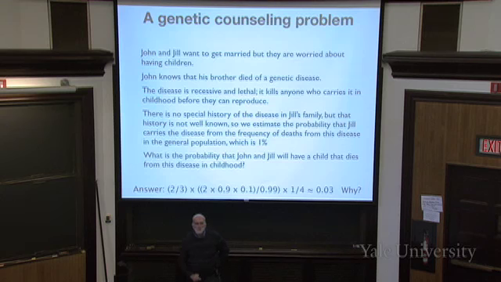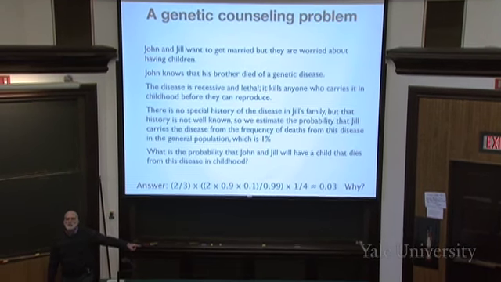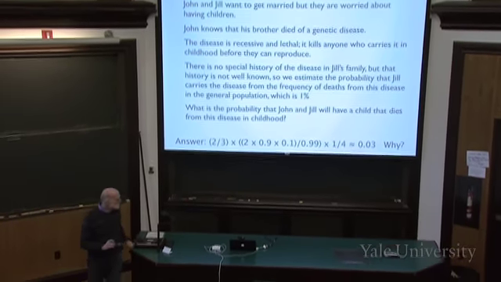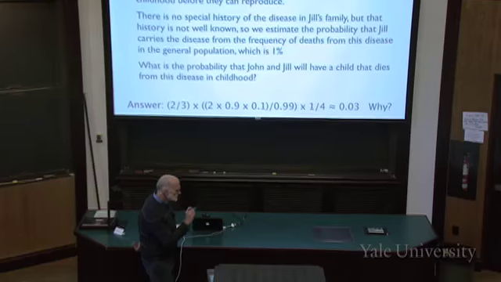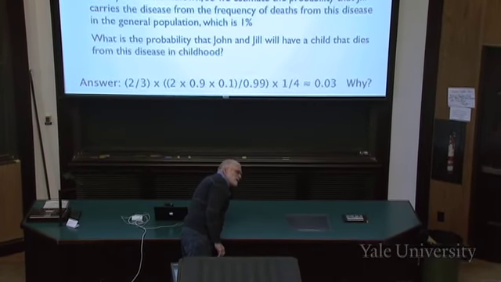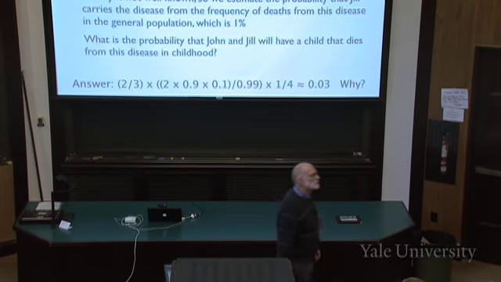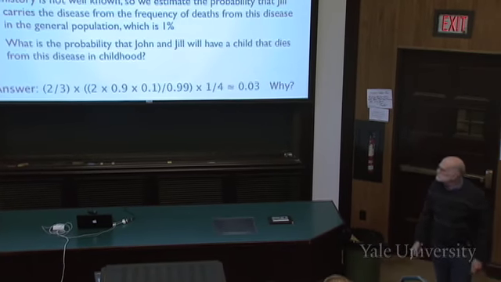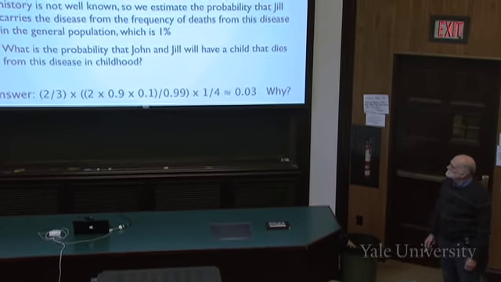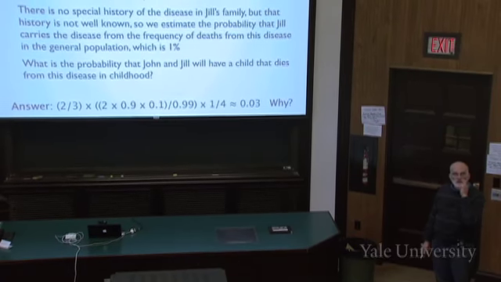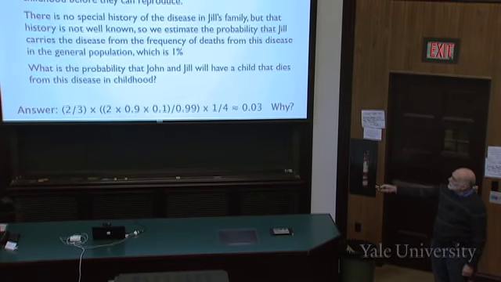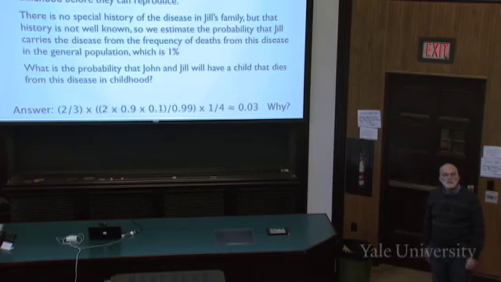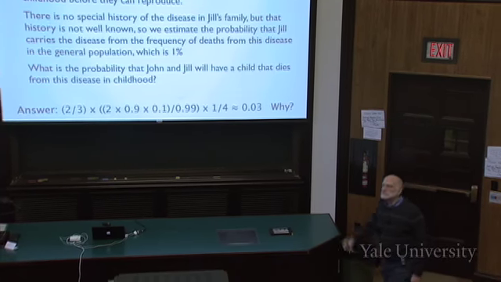The probability is 0.03. Your problem is not to tell me 0.03. Your problem is to tell me why I used that equation. Okay? So take a look at that equation for a minute. Take a look at that problem, and let's go through and pull it apart. Can anybody see why either the 2/3 or the 1/4 is in the equation?